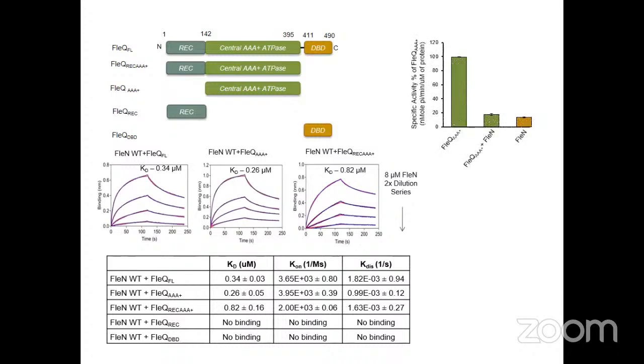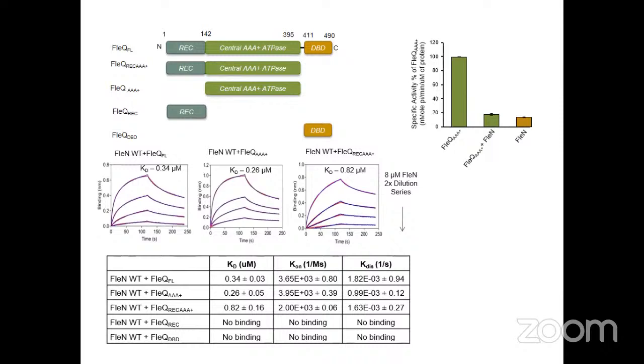Next, because it's an ATPase domain, we checked the ATPase activity of the central domain. And when we add FLEN, again, FLEN inhibited the ATPase activity of the central domain. So the FLEN-FLEQ interaction is happening through the central domain, and FLEN is able to inhibit the ATPase activity of the central domain.